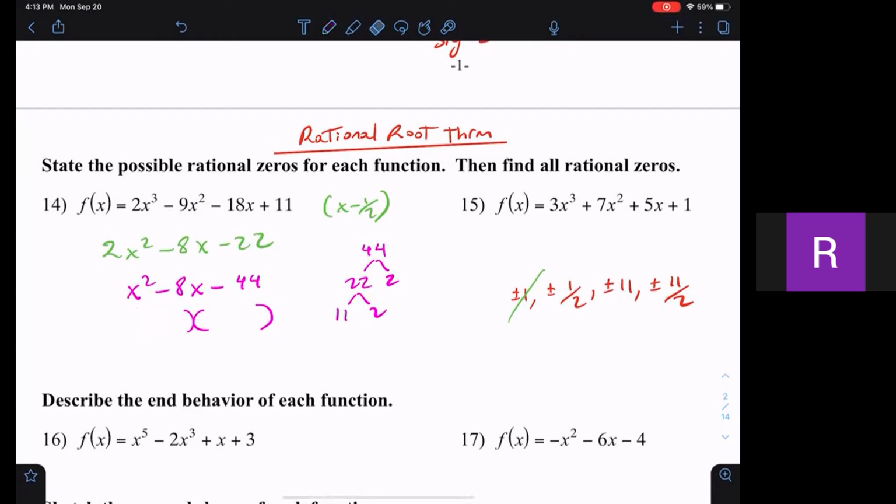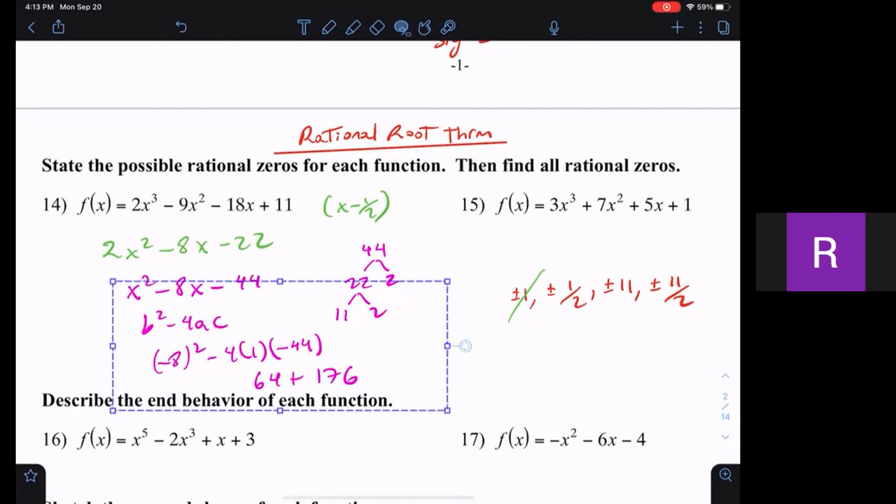Let's use the discriminant, okay? So b squared minus 4ac. So b squared is negative 8 to the second power, minus 4 times 1 times negative 44. So that's going to be 64 plus 88, 176, right? That seems like it's working though. Am I doing something wrong? Let's see.